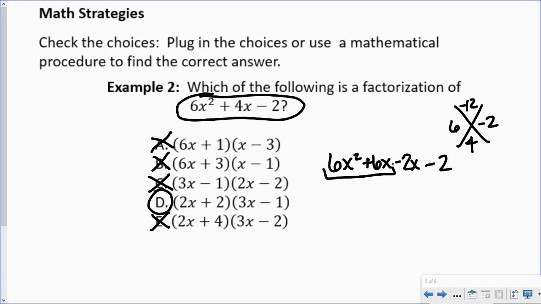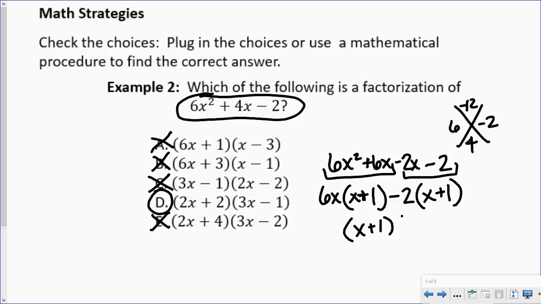And we group. Out of the first group, we take out a 6x. Then we're left with x plus 2. Second group has a minus sign in front, so we're going to take out -2, which leaves me positive x, and -2 divided by -2 is positive 1. Whoops, this should be 1. 6 divided by 6 is 1, plus 1. They have the same parentheses, so x plus 1 is one of your parentheses. The other one is 6x minus 2, which is the choice that we had.